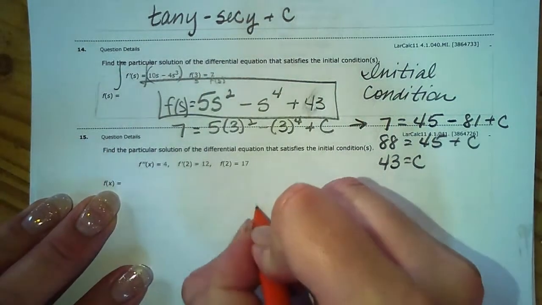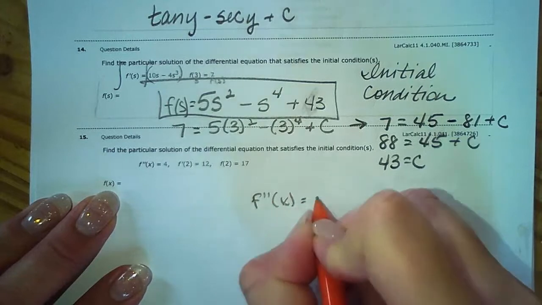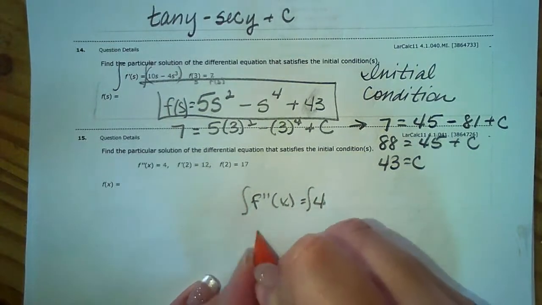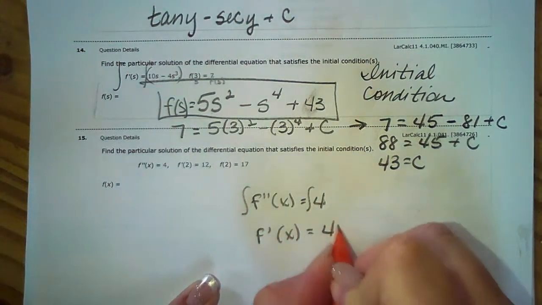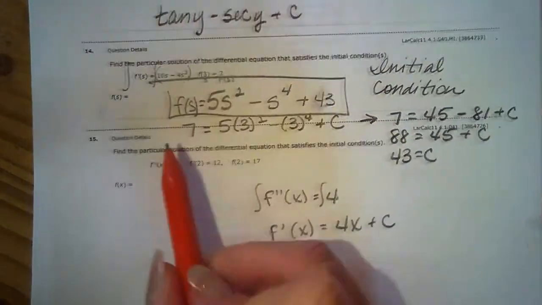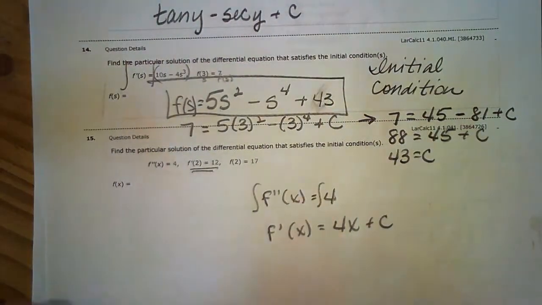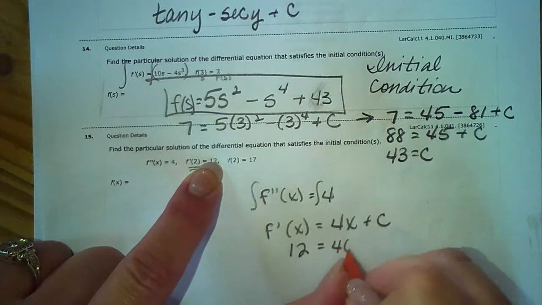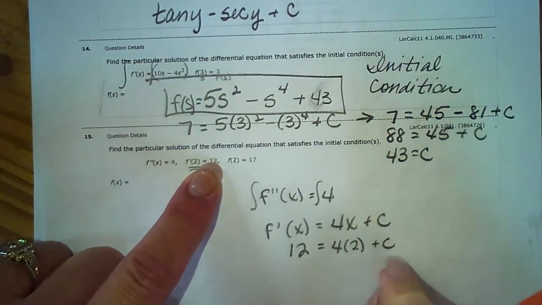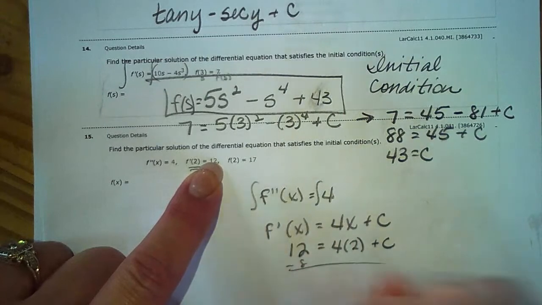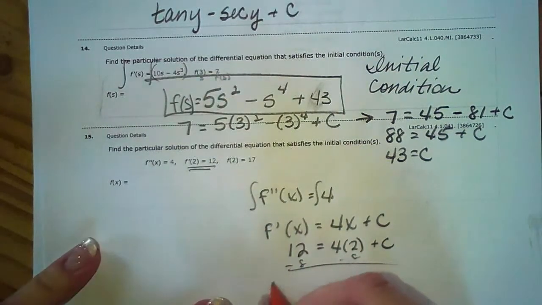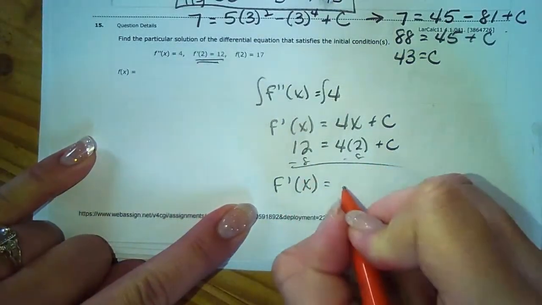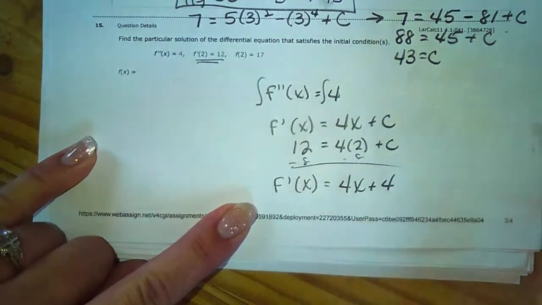So the first one is, if I have the second derivative in terms of x, and that's 4. Okay, so when I integrate both sides, I'm going to get my first derivative is 4x plus c. Well, now I have some initial conditions to resolve. If I evaluate at 2, I'll get a 12. So 12 equals 4 times 2 plus c. So c must be 4, because I subtract 8 from both sides. Okay. So now I have my first derivative in terms of x, which is actually 4x plus 4.